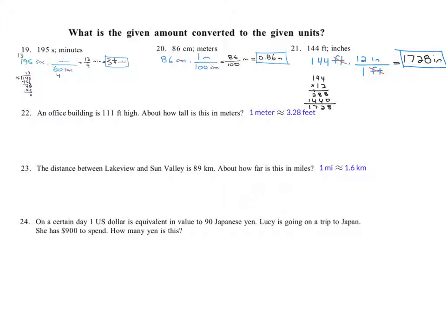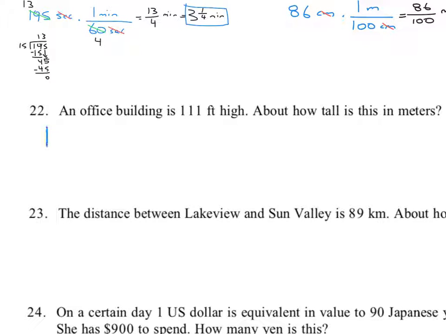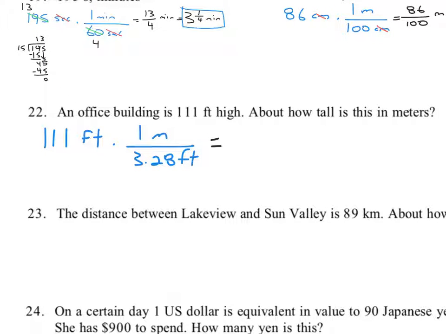Well, what we've got to do, actually, I'm going to zoom in on this. We are saying 111 feet times 1 meter, we're turning it into meters, is 3.28 feet. So that when we multiply across, essentially what we get is 111, oh, by the way, the feet cancels out, or let's say 111 over 3.28, and the unit's meters.